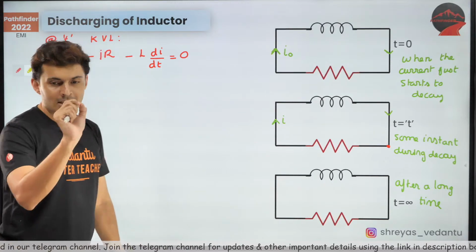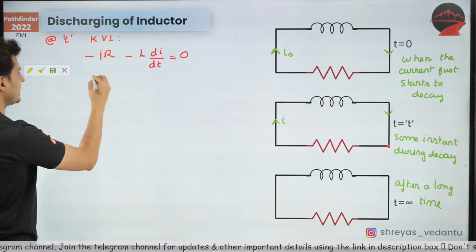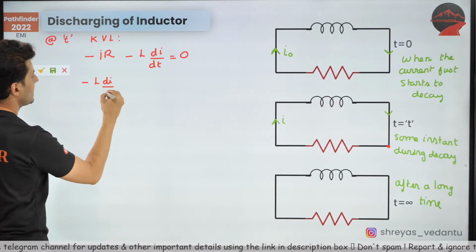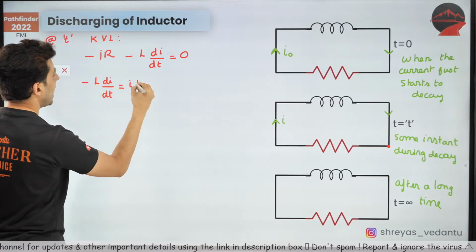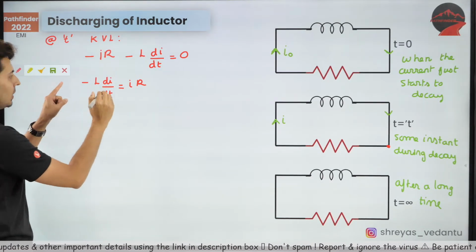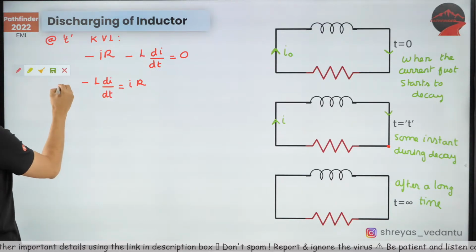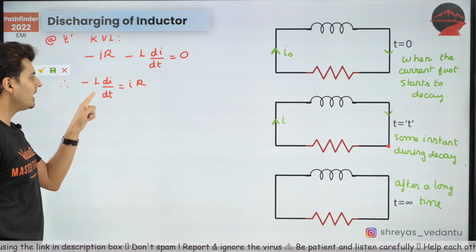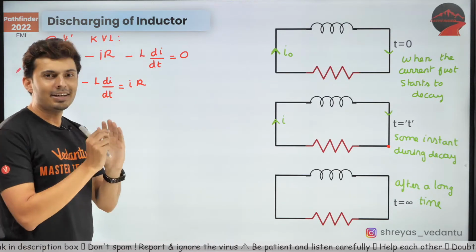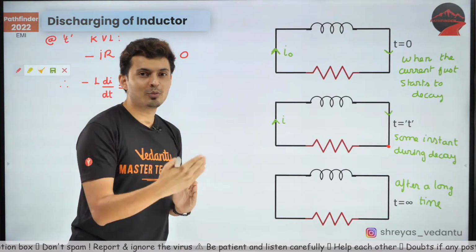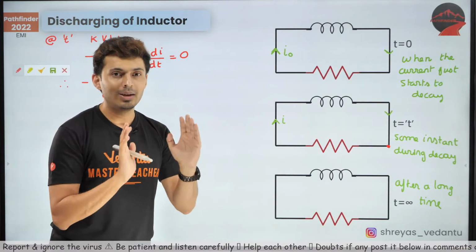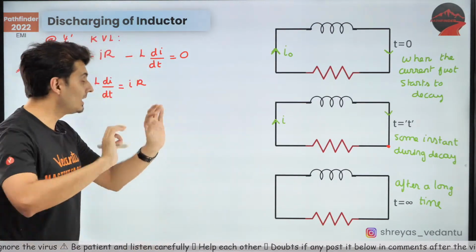Everybody fine? Now just rearrange this. Let's see what we get. So minus L di by dt will be equal to IR. Cool? Okay, let's rearrange this a little bit. You might be wondering, why am I interested in rearranging this? Guys, do you see di and dt? Probably I need to integrate to get some function. So that's why I'm trying to get it in a form which looks integrable.